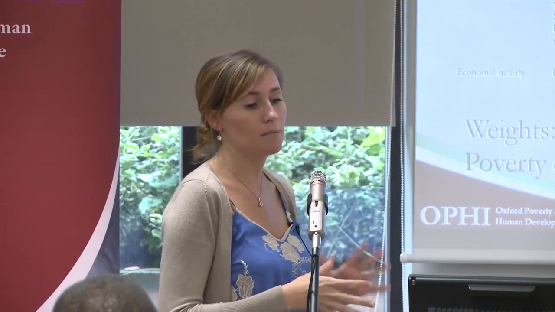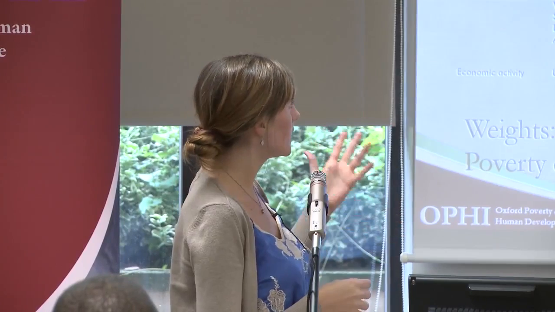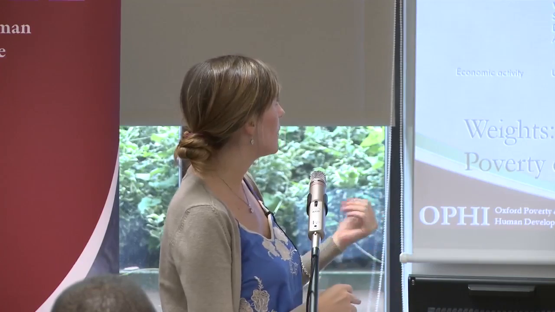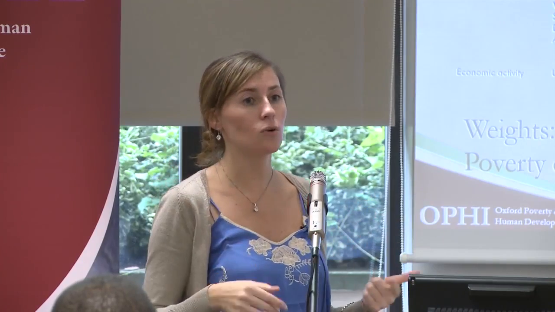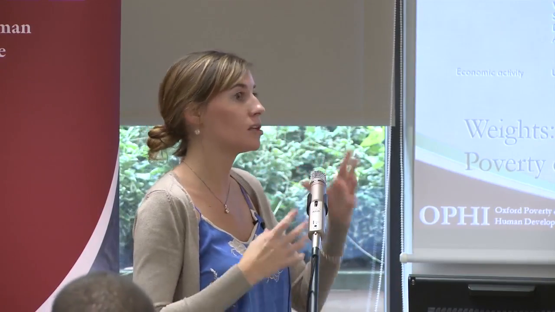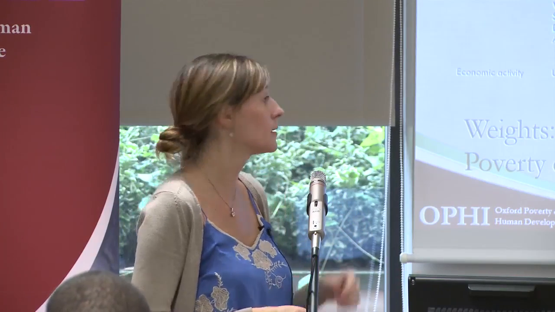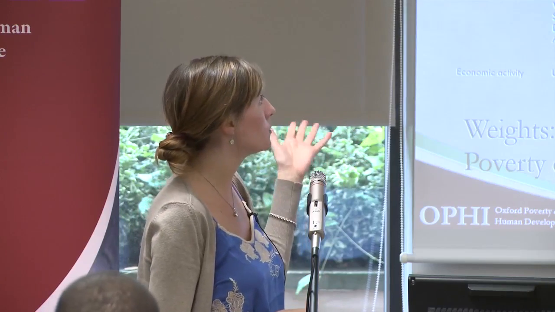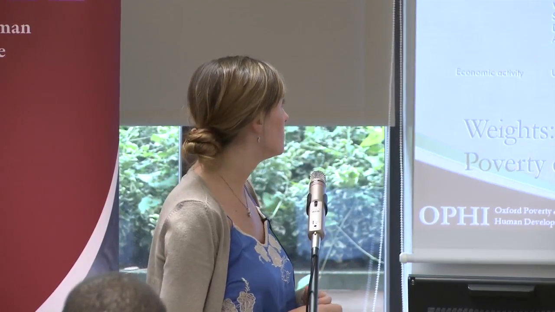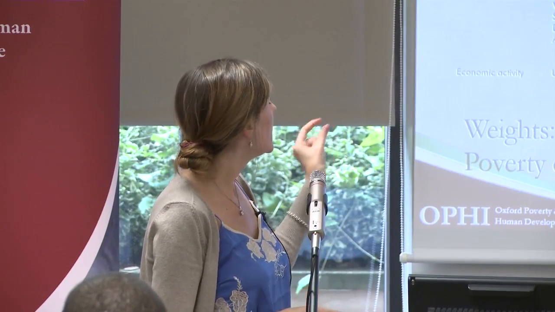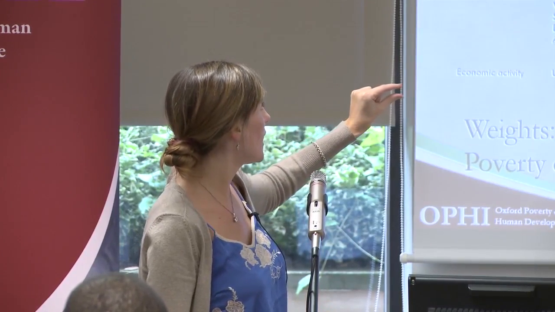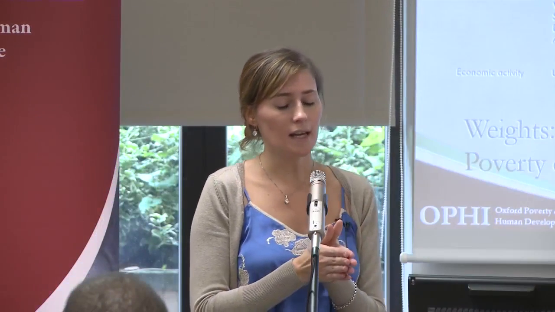They have some indicators that are very similar, like in the case of electricity, asset ownership, sanitation, water, and cooking fuel. But then they also added the fuel that is used for heating the household, because they considered that in the particular context of South Africa, it was relevant. And so households that are using paraffin, wood, coal, dung, or other are considered to be deprived in that particular indicator.